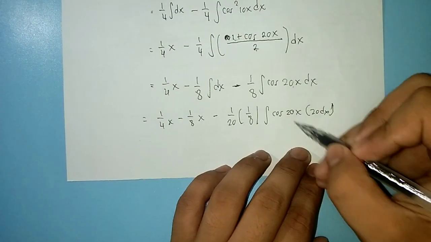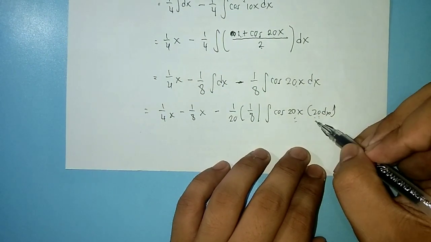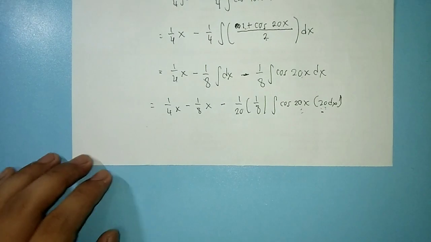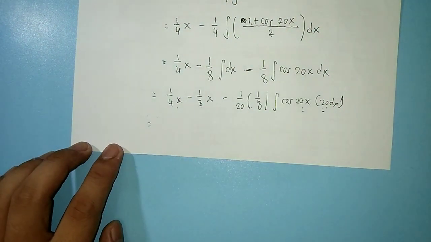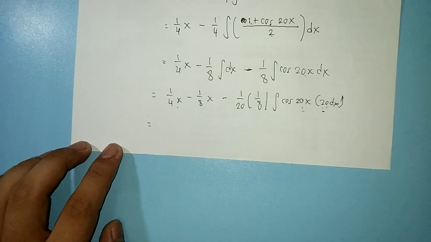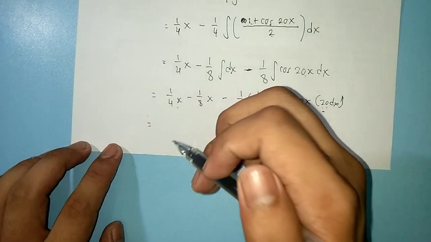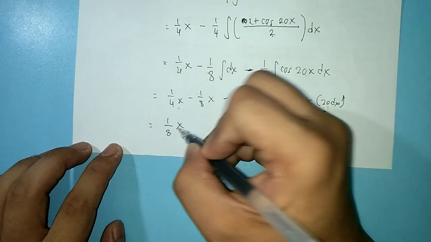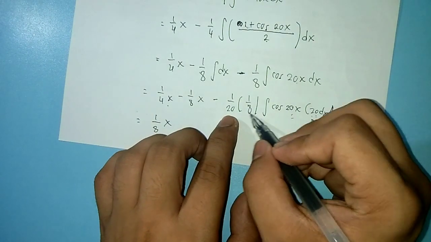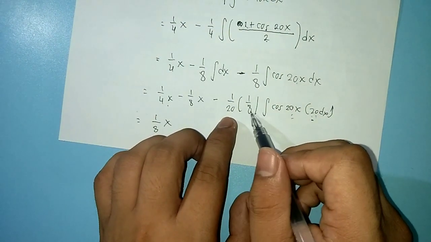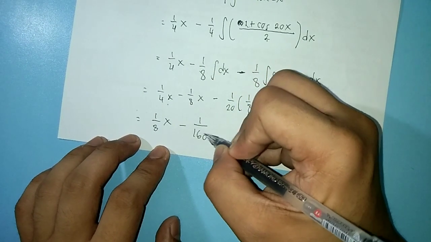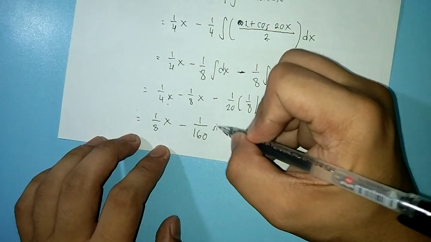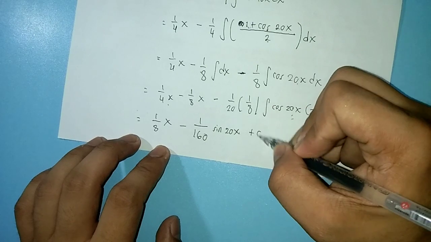So cosine u du, magiging sine u, no? So magiging 1/4 x minus 1 over 8x. So that is 1 over 8x. So ito, 20 times 8, 160, no? Okay, so minus 1 over 160, then sine 20x plus c.